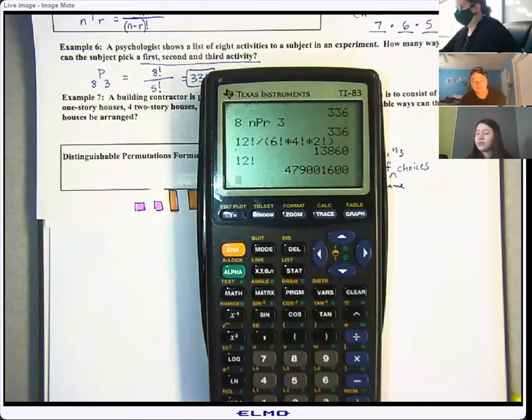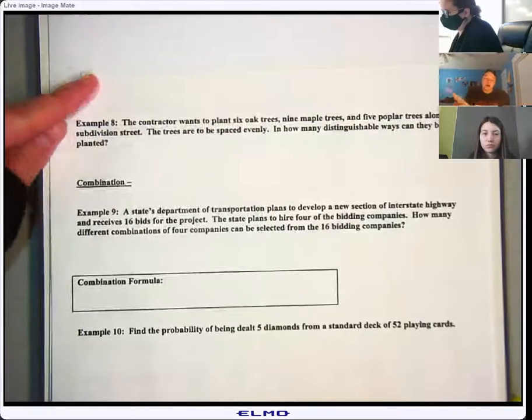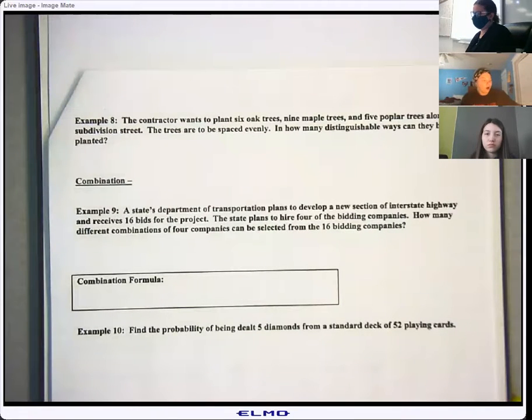Okay, so next up, you try. The contractor wants to plant 6 oak trees, 9 maple trees, 5 poplar trees along the subdivision street. The trees are supposed to be spaced evenly. How many distinguishable ways can they be planted? All right, you guys try it. We'll give somebody a prize for that.